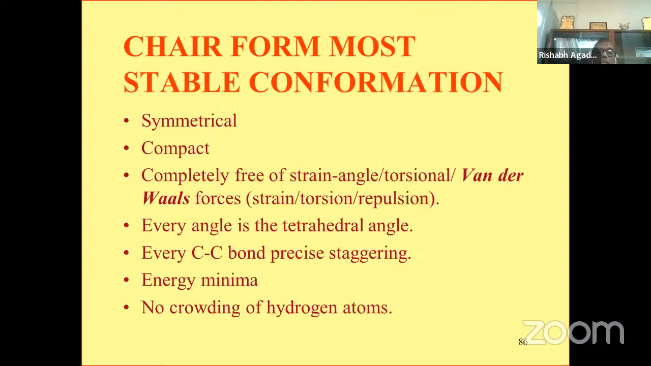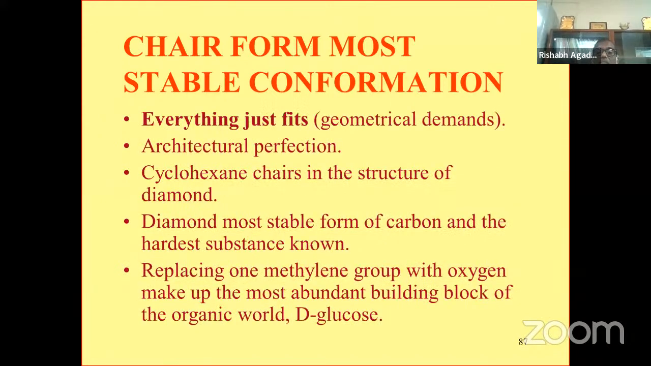Now the chair form, why is it stable? It is a perfectly symmetrical structure, compact, completely free of strain, angle strain, torsion strain, van der Waals forces, and every angle is a tetrahedral angle, and every carbon-carbon bond has precise staggered energy minima, and no crowding of hydrogen atoms. And here everything just fits the geometrical demands, the architectural perfection. And cyclohexane chairs are in the structure of the diamond.